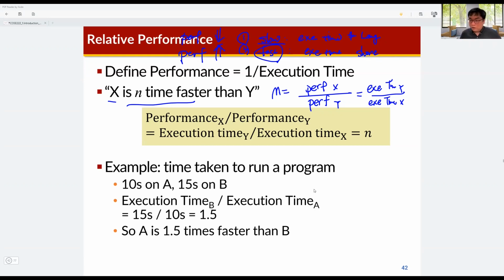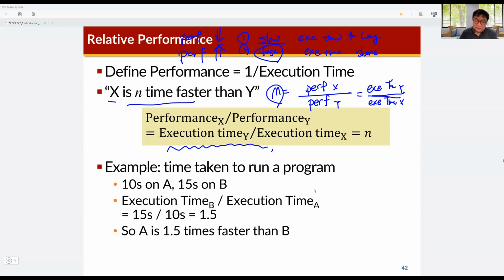So first, we need to measure the execution time of computer system X and then computer system Y. And then we just compare the performance like this, okay? That's why I explain like this, okay? Understand?